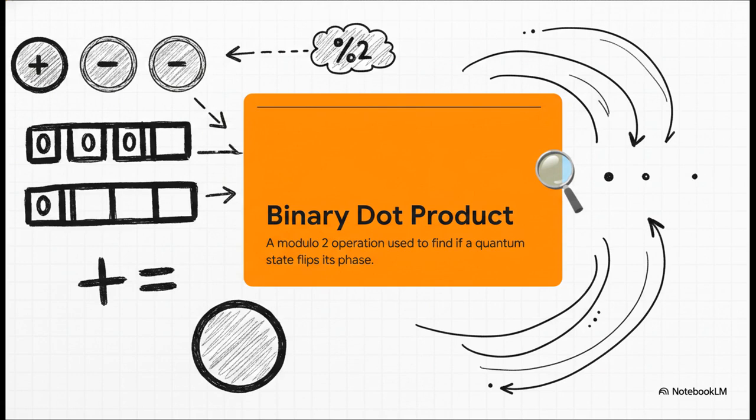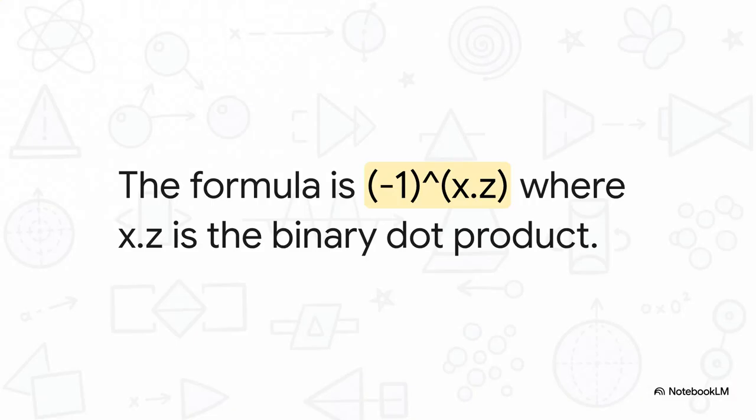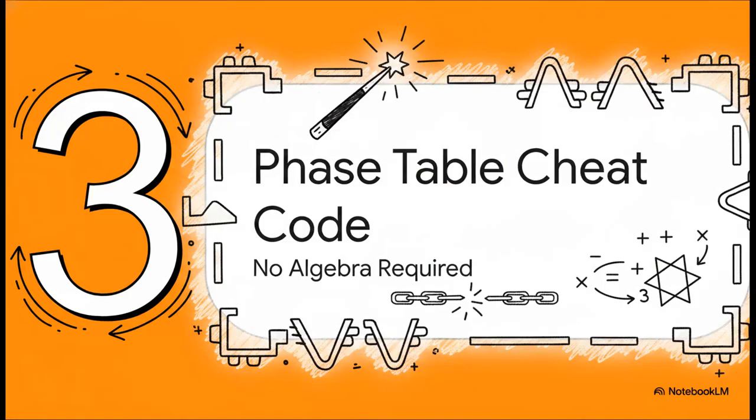Simple enough, right? Well, the issue comes up with this specific equation, (-1)^(x·z). Doing this binary dot product the long way every single time you evaluate a quantum state is absolutely exhausting. Imagine doing this for dozens of combinations, you'd be swimming in modulo 2 arithmetic and completely losing the forest for the trees. Which brings us perfectly to section 3, the phase table cheat code.